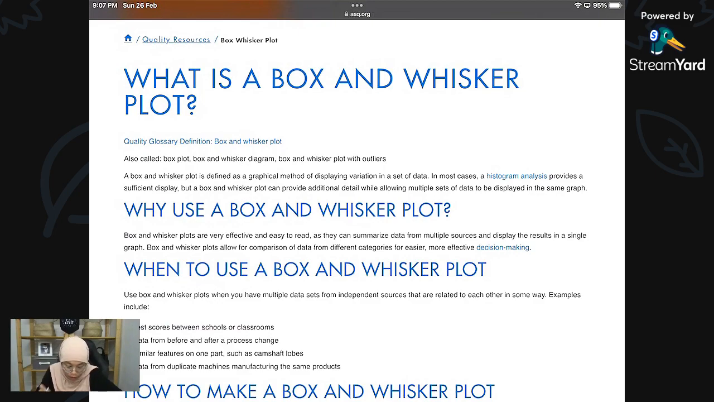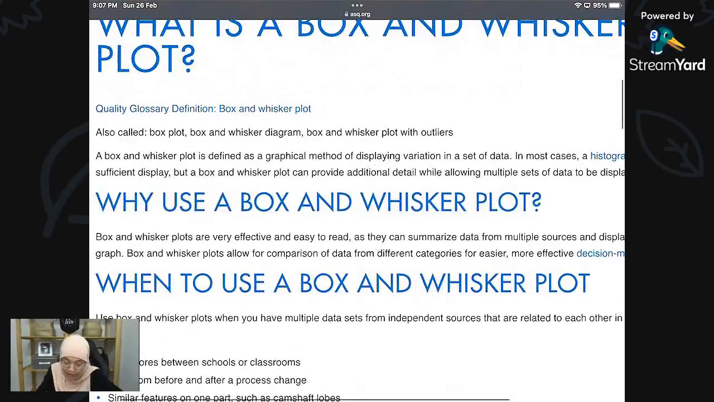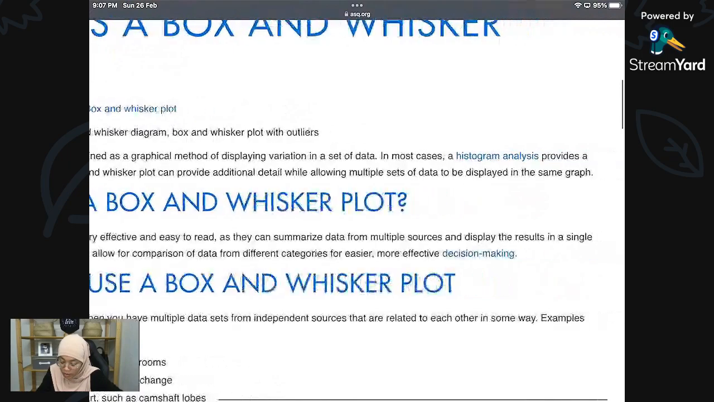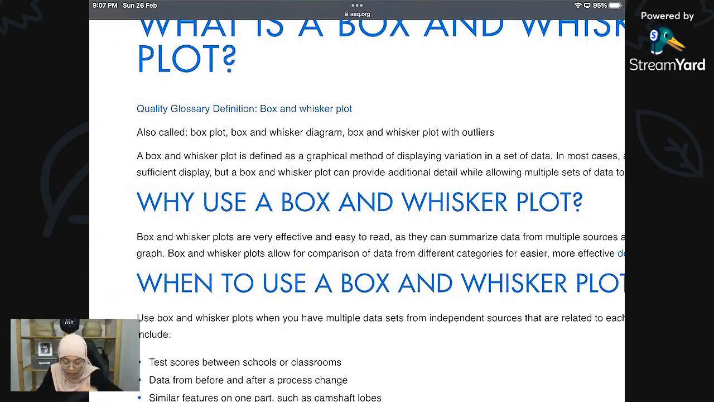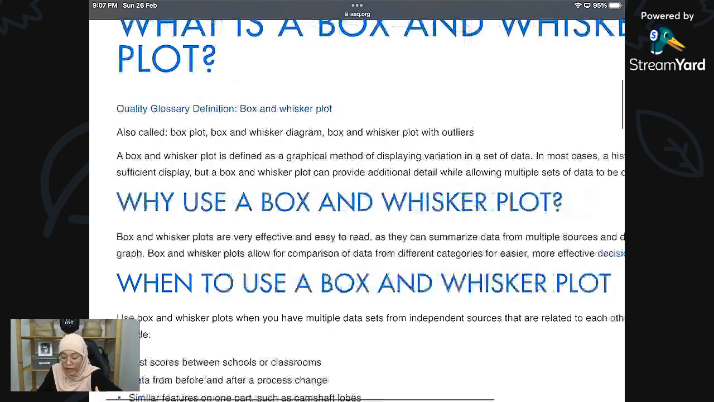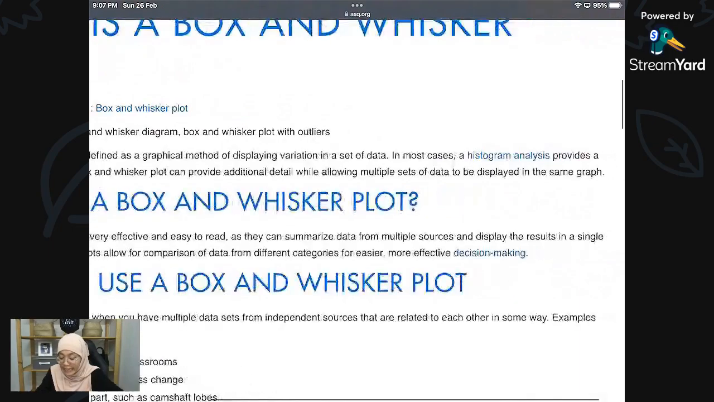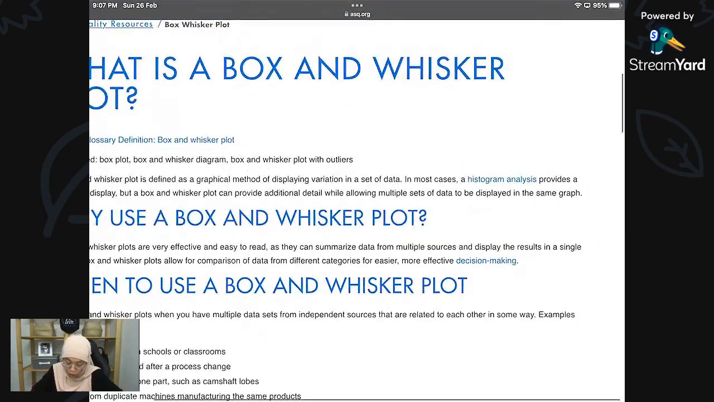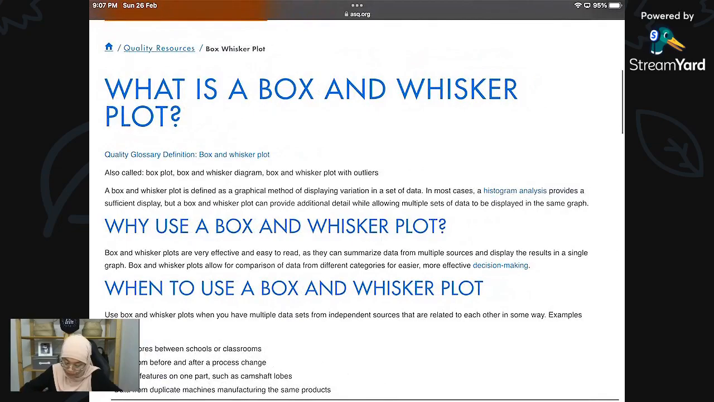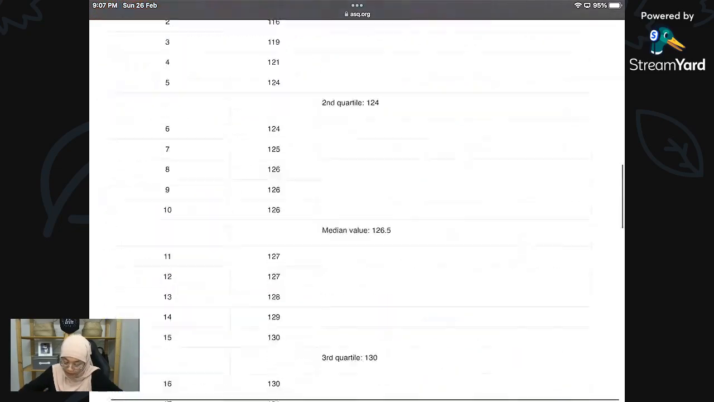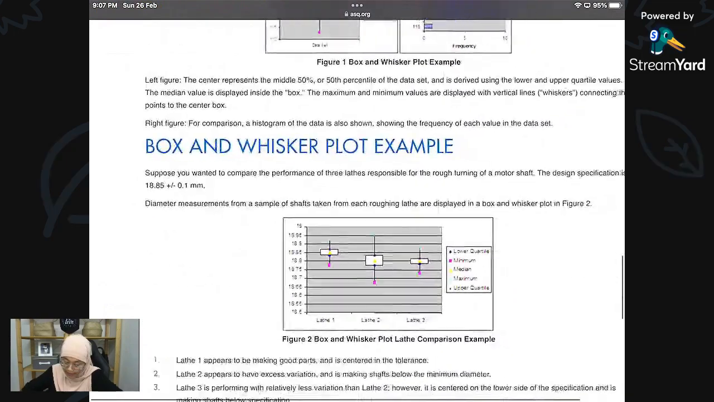Okay, so a box plot is defined as a graphical method of displaying variation in a set of data. In most cases, a histogram analysis provides a sufficient display, but a box and whisker plot can provide additional detail while allowing multiple sets of data to be displayed in the same graph. So I can show you the example of multiple sets of data to be displayed in the same graph.